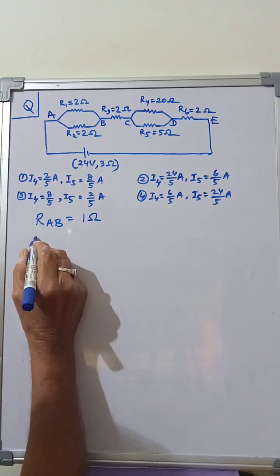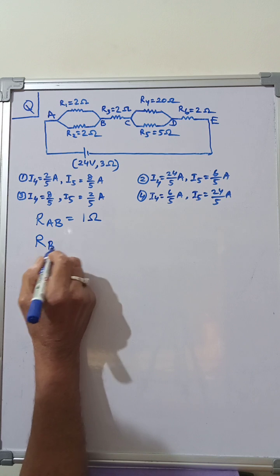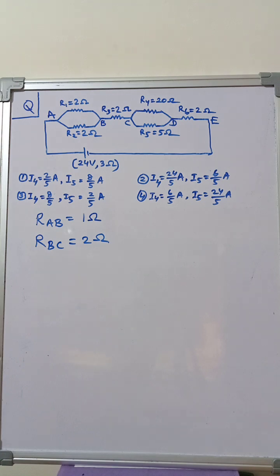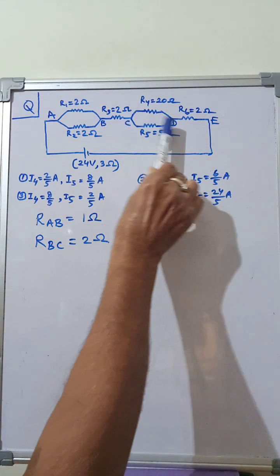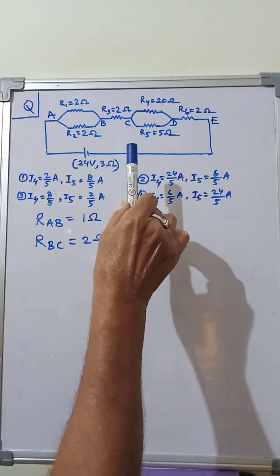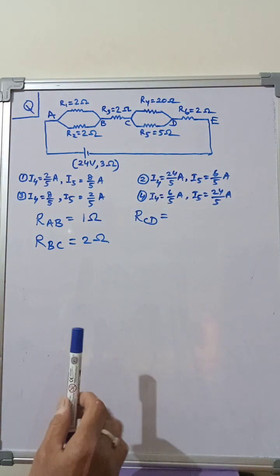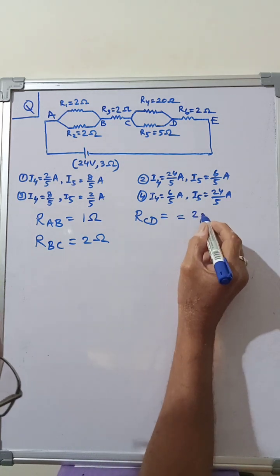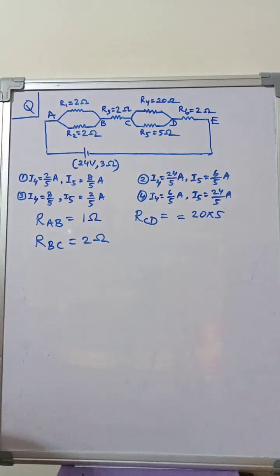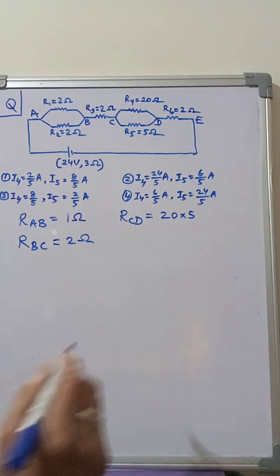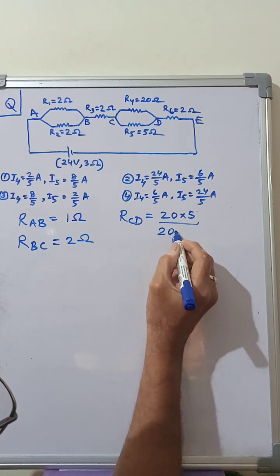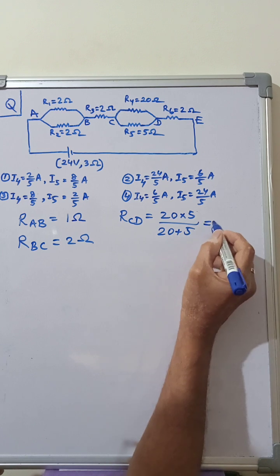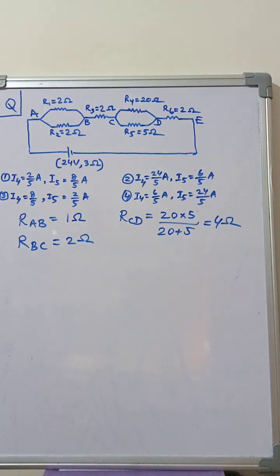Between B and C, there is only one resistance RBC, which is equal to 2 ohms. Between points C and D, we have two resistances of 20 ohms and 5 ohms in parallel. Therefore, RCD is equal to 20 into 5 divided by 20 plus 5. 20 into 5 is 100, 20 plus 5 is 25. This is equal to 4 ohms. RCD is equal to 4 ohms.